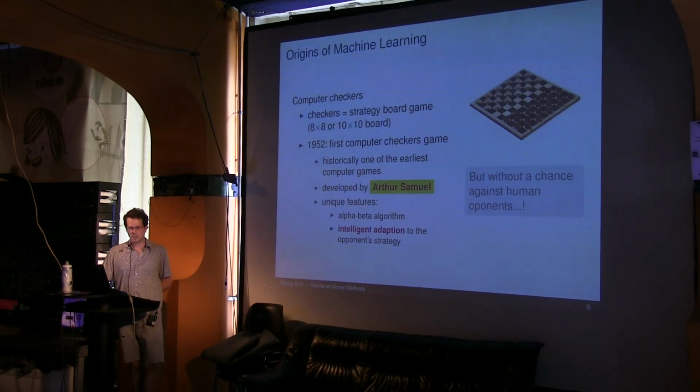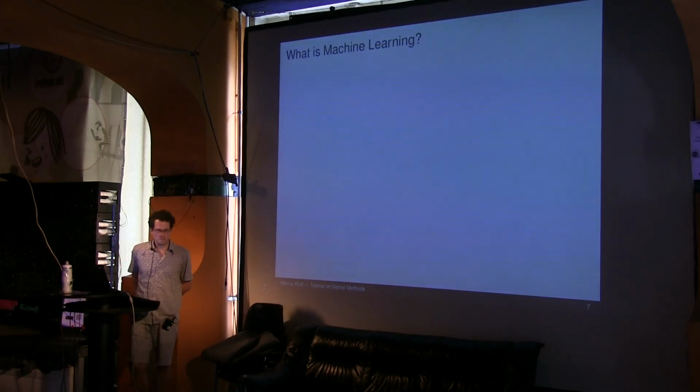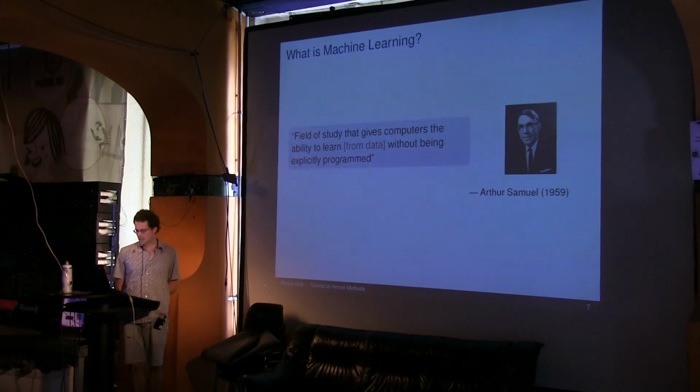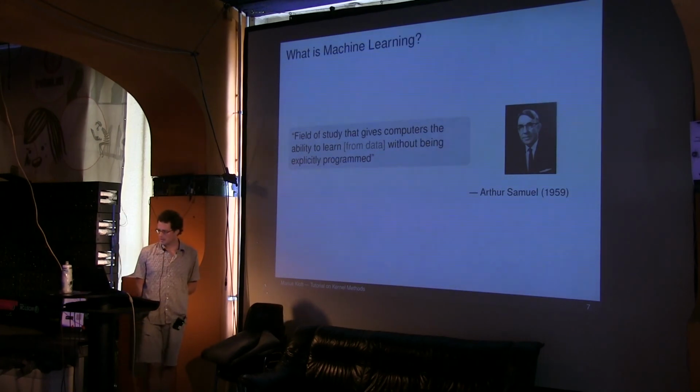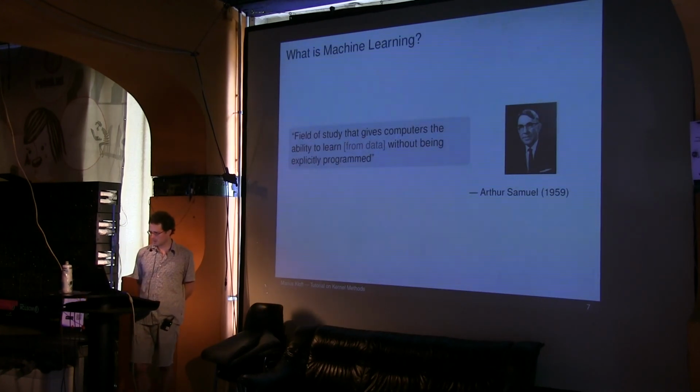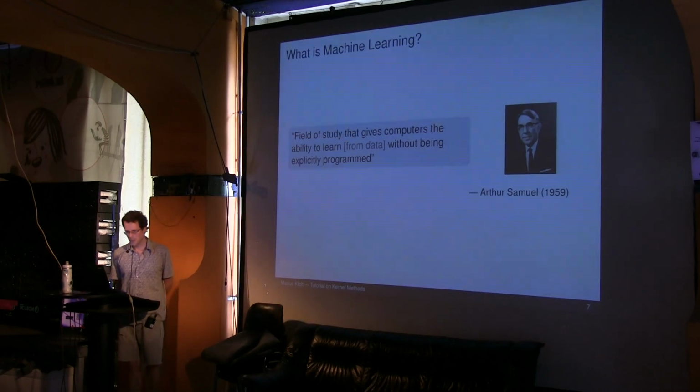So this Arthur Samuel actually defined machine learning. So he said, this is a field of study that gives computers the ability to learn from data without being explicitly programmed. So this from data is something I added here for clarity. And now I'm changing to what can we actually do with machine learning.